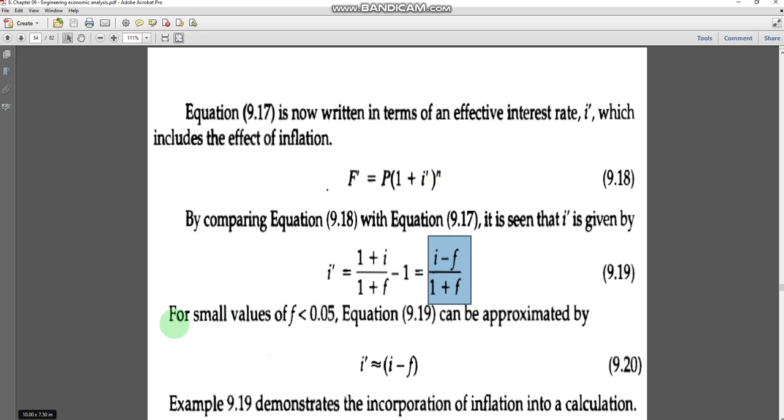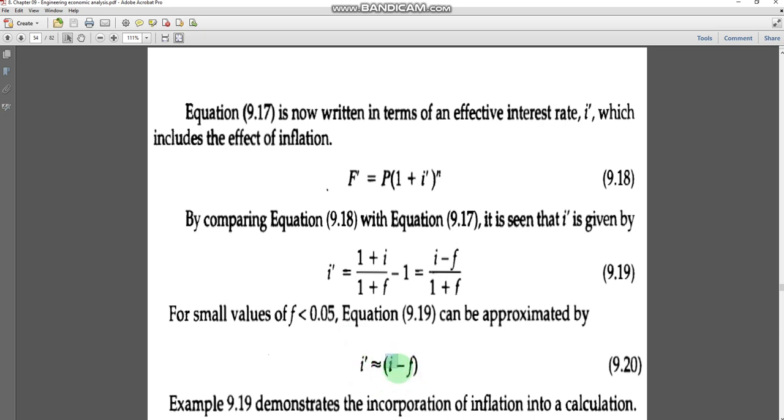Now, for small values of f less than 0.05, equation 9.19 can be approximated by I dash equal to I minus f. So if the value for the inflation is less than 0.05, then you can use the direct equation I dash equal to I minus f.